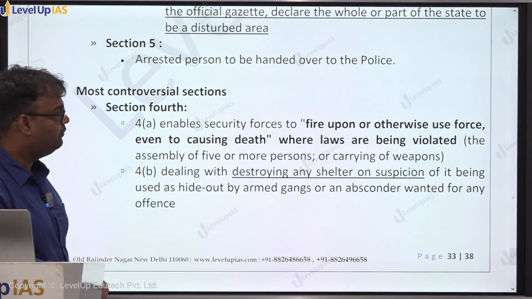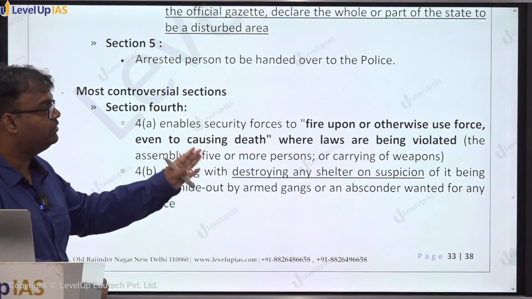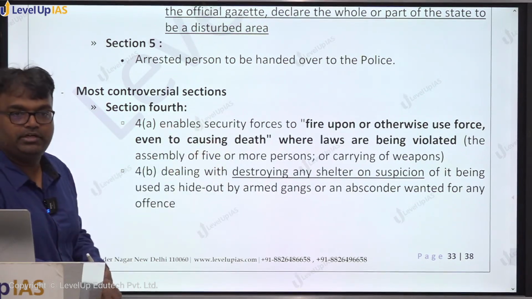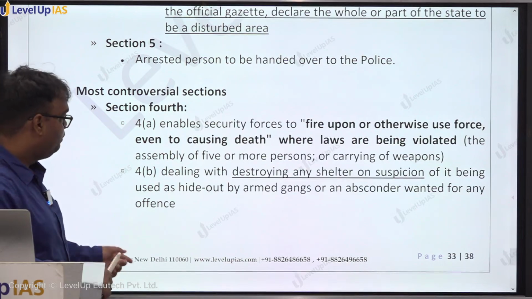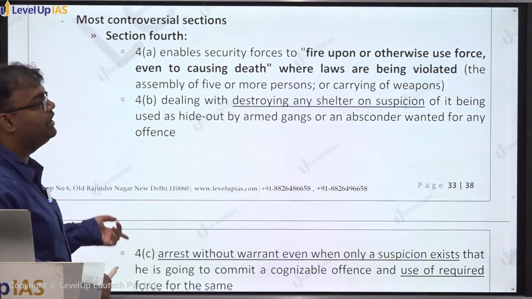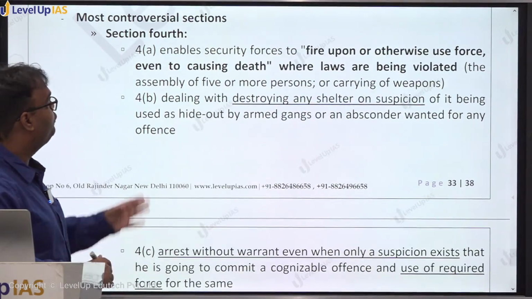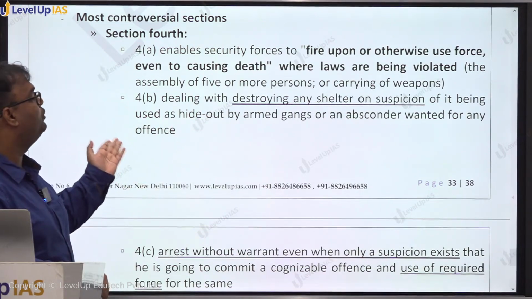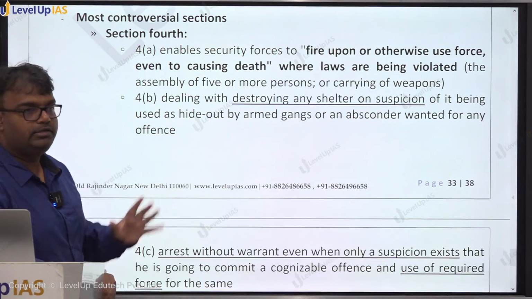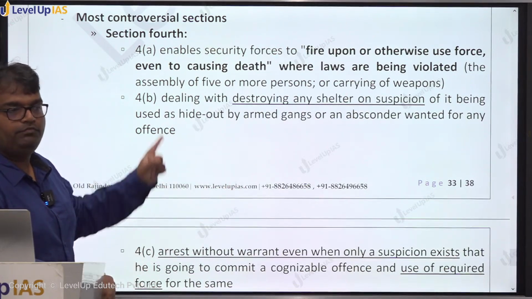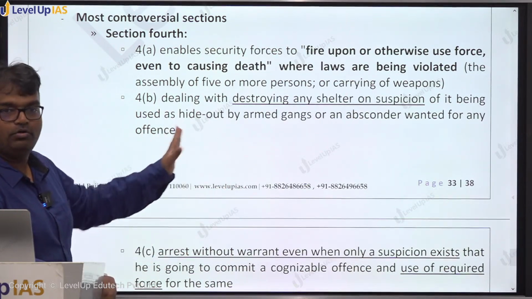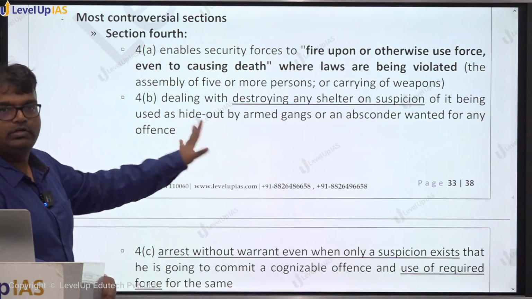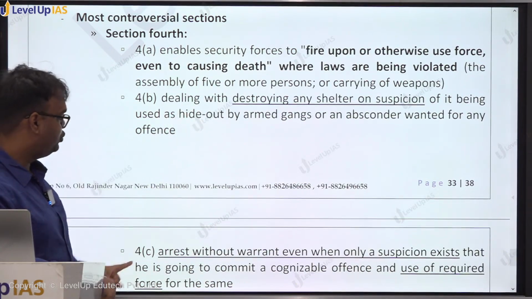When the laws are getting violated, the assembly of 5 or more persons or carrying of weapons may be considered as violation of law. 4B dealing with destroying any shelter or suspicion of it being used as hideout by armed gangs or an absconder wanted for any offense. तो कोई भी जगह है जहां पे कुछ लोग रह रहे हैं, if they have suspicion that it's a hideout for people involved in illegal activities, they may destroy this.